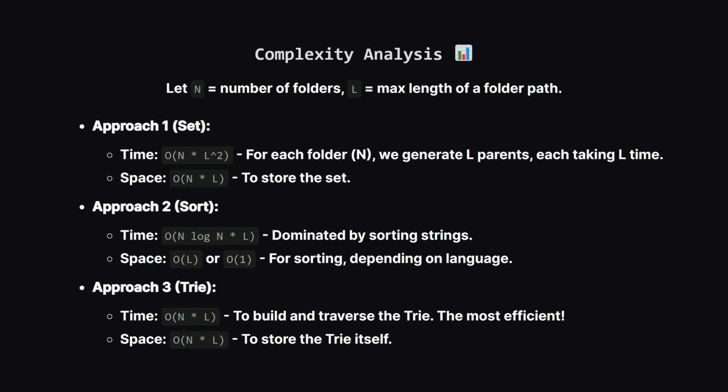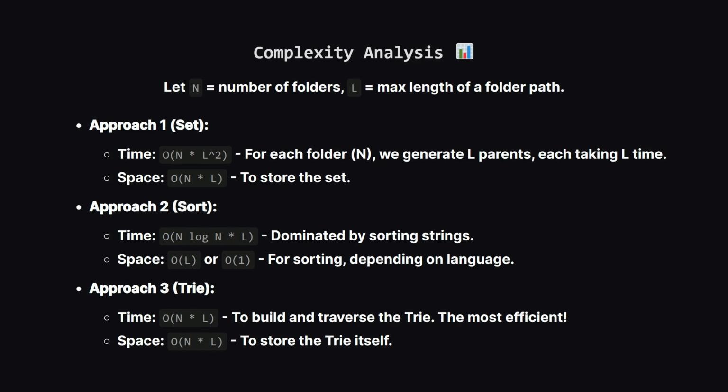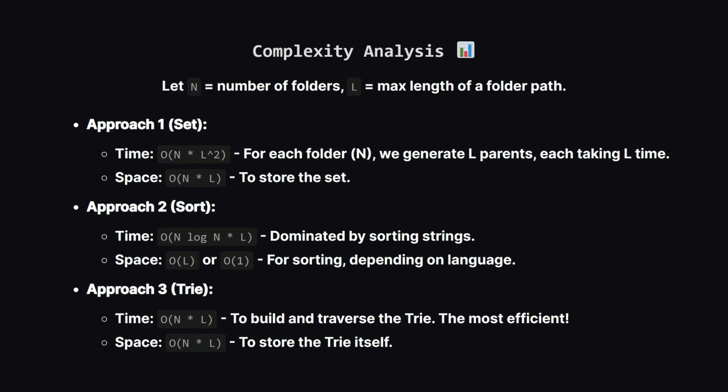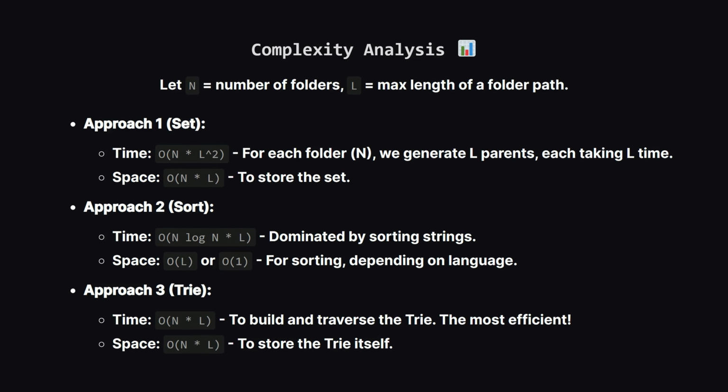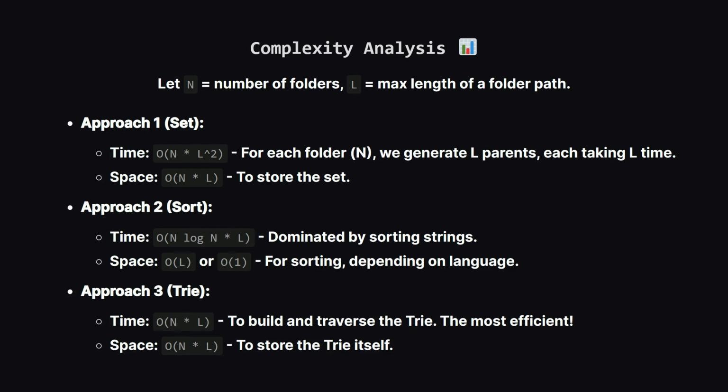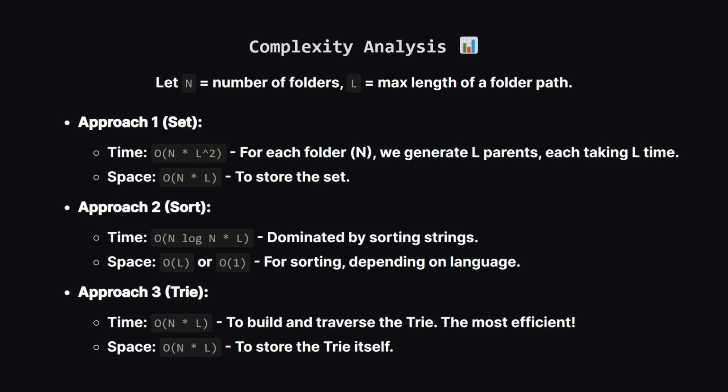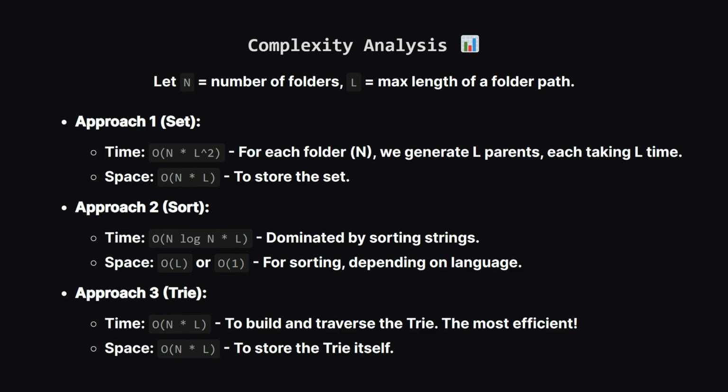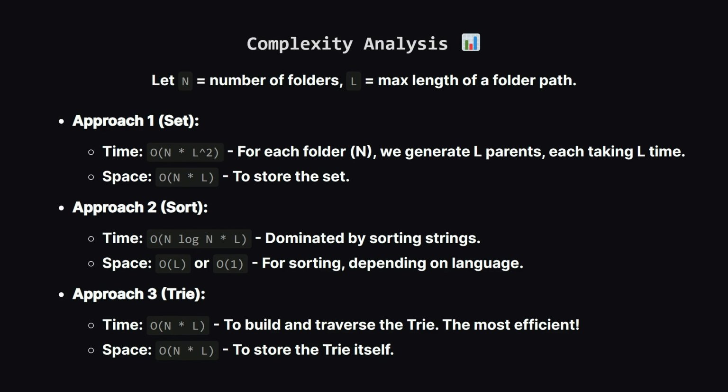So let's compare these three methods. The set approach is the slowest, with a complexity related to the square of the path length. Sorting is much better, bringing it down to n log n, which is a very standard sorting complexity, but the trie wins on time complexity. It gives us a linear time solution, which is typically the best we can hope for. Both the set and trie approaches use extra space proportional to the total size of the input data.